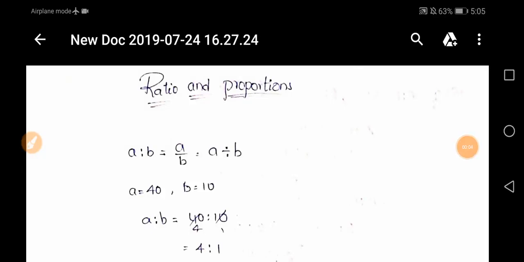Here we are with a new aptitude topic, that is ratio and proportions.